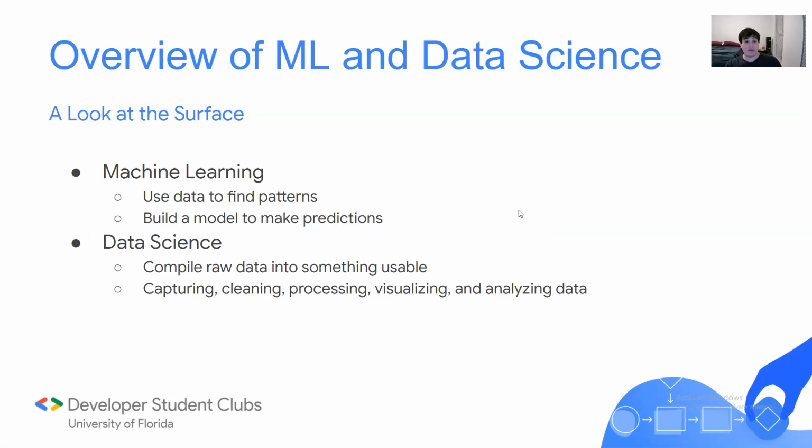Quick overview of machine learning and data science. Let's take a look at the surface. So machine learning at its most basic high level, I can say, is using data to find patterns. So essentially what you want to do is, given a bunch of inputs, make a model or algorithm that makes predictions.